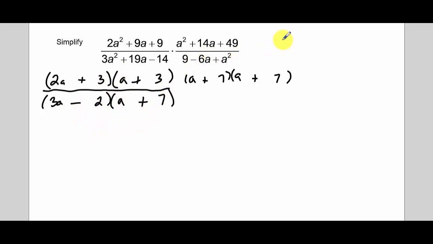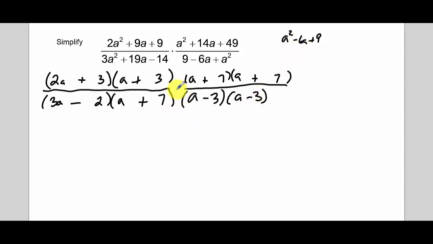And then lastly, I'll rewrite this over here, so that's a squared minus 6a plus 9. Pretty easy factoring job on that problem. And that's a minus 3 and a minus 3, because negative 3 times negative 3 is positive 9. Negative 3 plus negative 3 is negative 6.